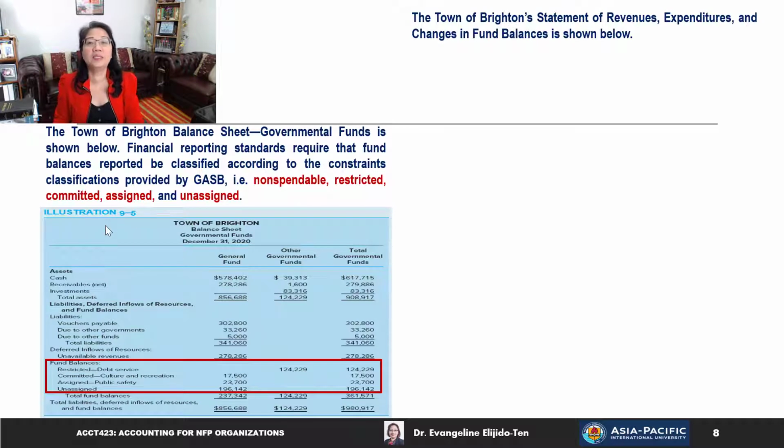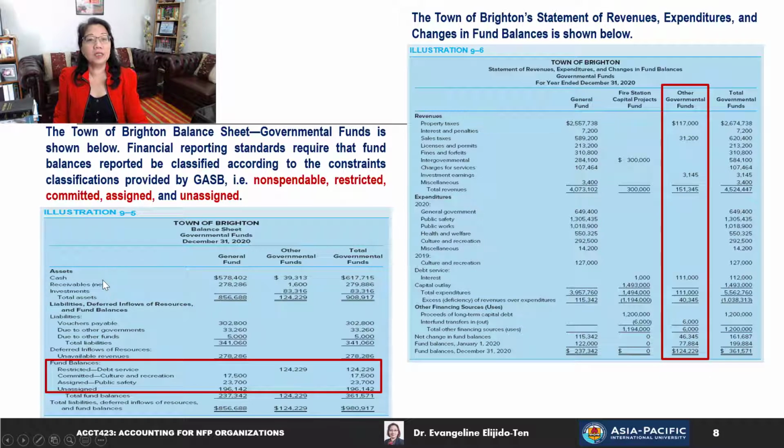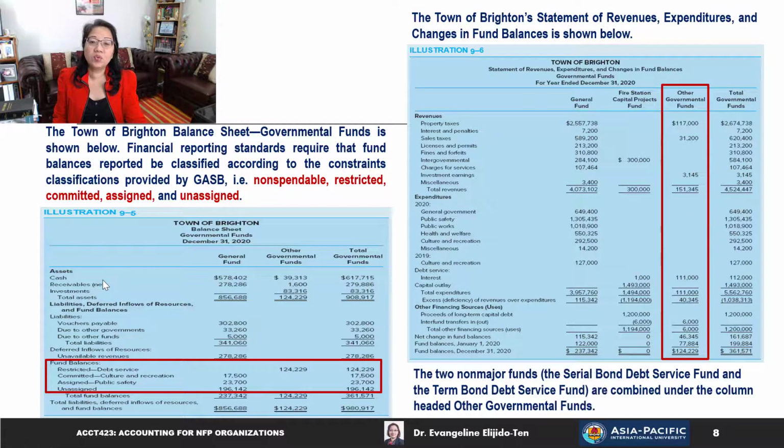The town of Brighton statement of revenues, expenditures, and changes in fund balances is shown in illustration 9-6. What you can see here is that there are 2 major funds, the general fund and the fire station capital projects fund. This column on other governmental funds represents 2 non-major funds, the serial bond debt service fund and the term bond debt service fund. Because they are non-major, they are just combined and shown under the column headed other governmental funds.